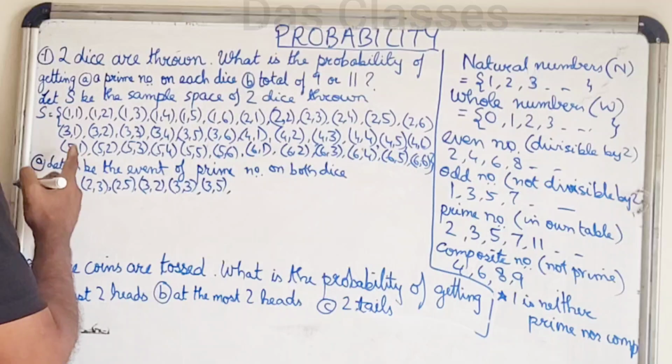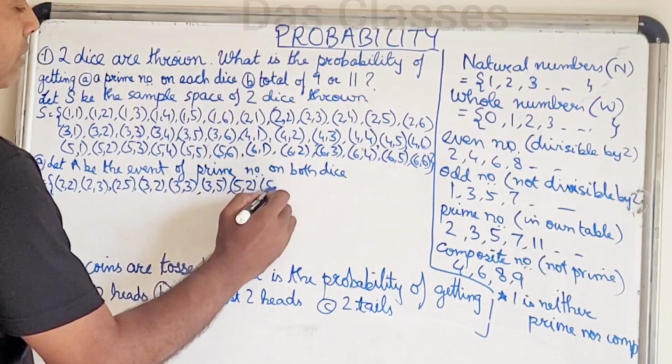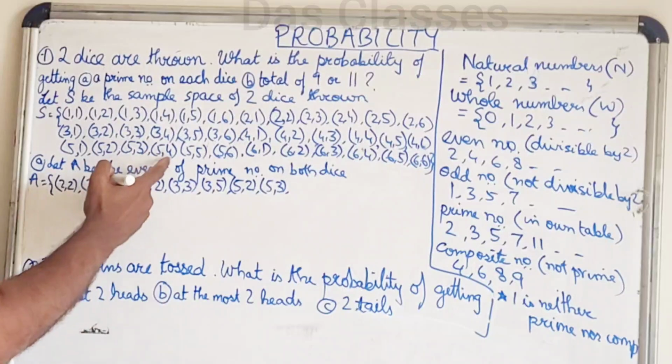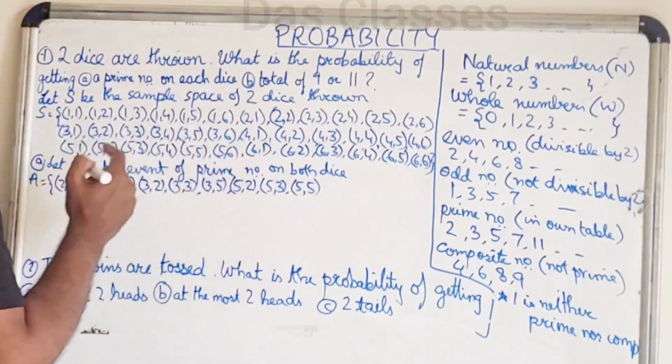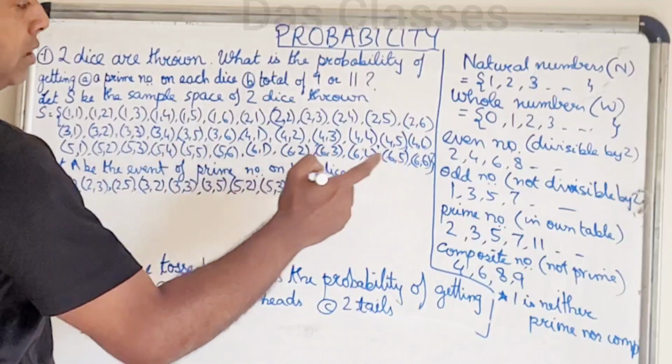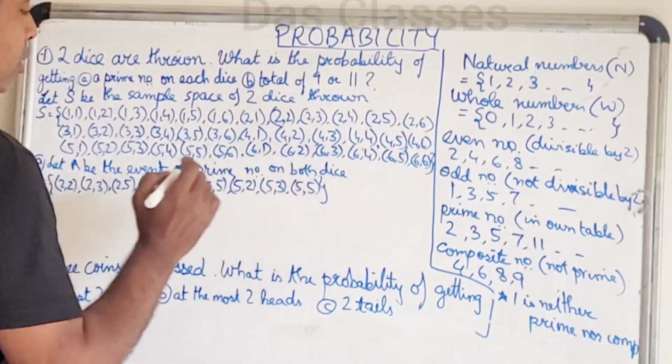5 1 is not a prime number. 5 2, 5 3, 5 4 is not a prime number. 5 5 and 5 6, 6 is not a prime number, and none of them will be, because 6 is not a prime number. So these are the number of elements.